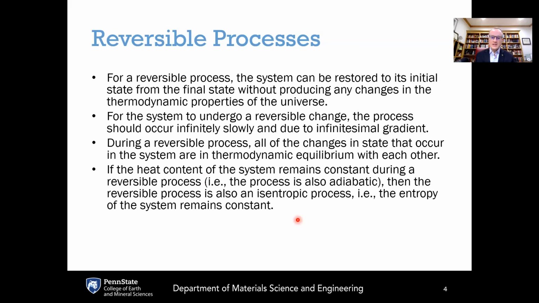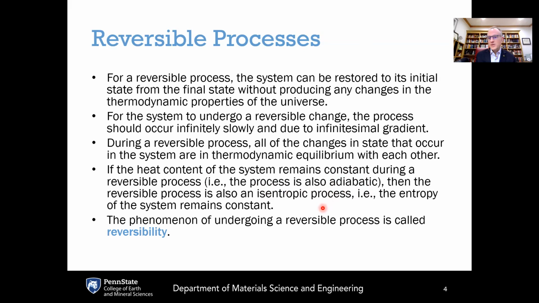And if the heat content of the system remains constant during a reversible process, which means that the process is also adiabatic, then the reversible process is also an isentropic process. In other words, the entropy of that system would also remain constant. And the phenomenon of undergoing a reversible process is called reversibility.